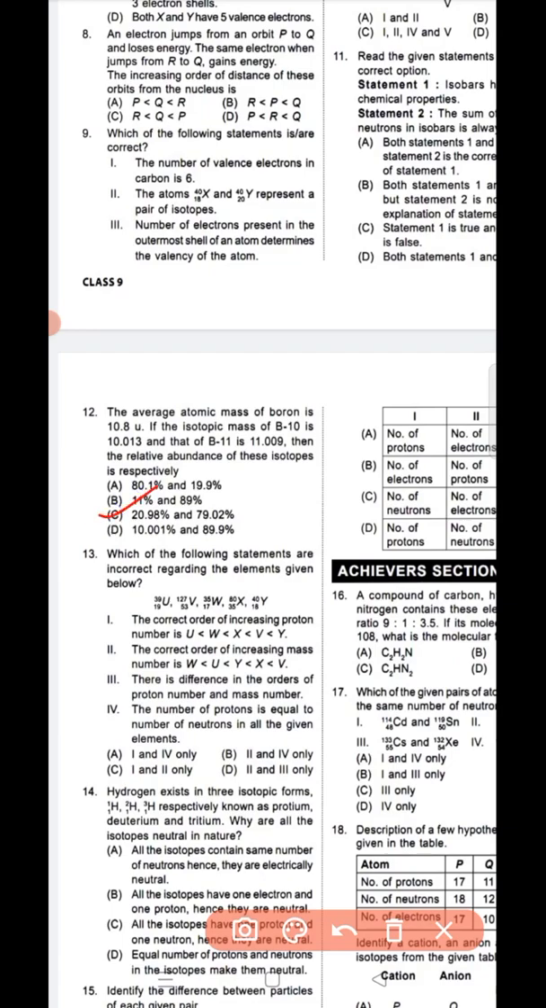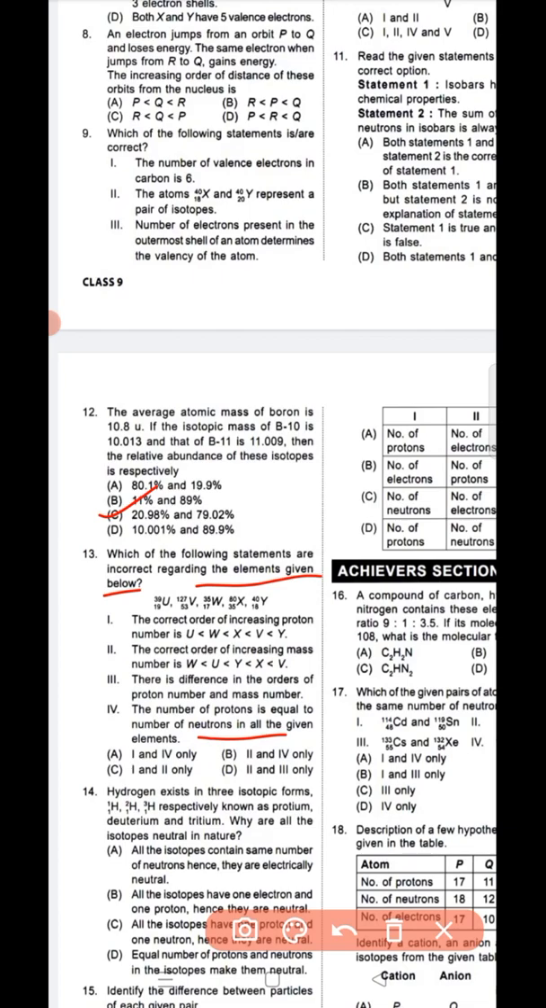Next, which of the following statements are incorrect regarding the elements given below? 39/19 U, 127/53 V, 35/17 W, 80/35 X and 40/18 Y. The correct order of increasing proton number is U less than W less than X less than V less than Y. The correct order of increasing mass number is W less than U less than Y less than X less than V. There is a difference in the order of proton number and mass number. The number of protons is equal to the number of neutrons in all the given elements.